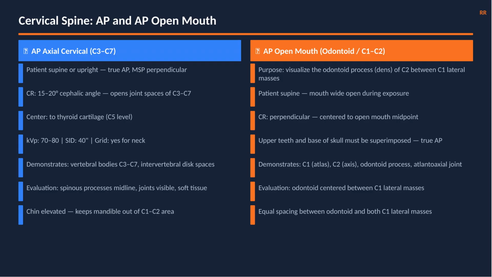For proper positioning, the upper incisors and the base of the skull, the occiput, must be superimposed. This confirms the CR is truly perpendicular to the C1, C2 level. Demonstrates C1 atlas, C2 axis, the odontoid process, and the atlantoaxial joints.